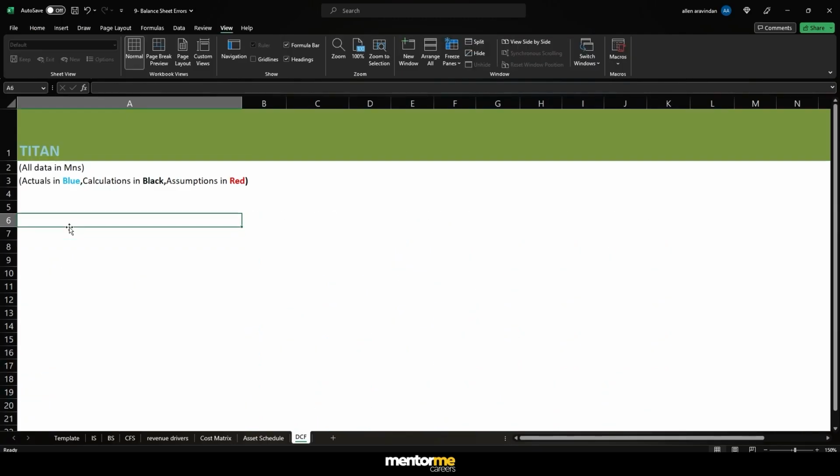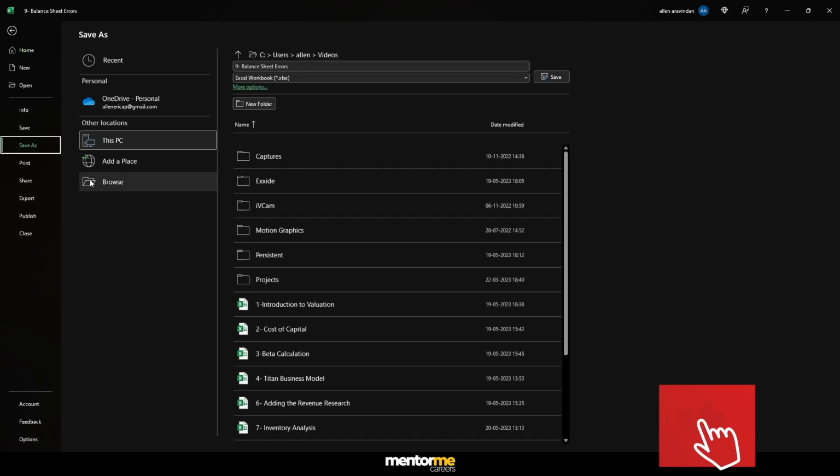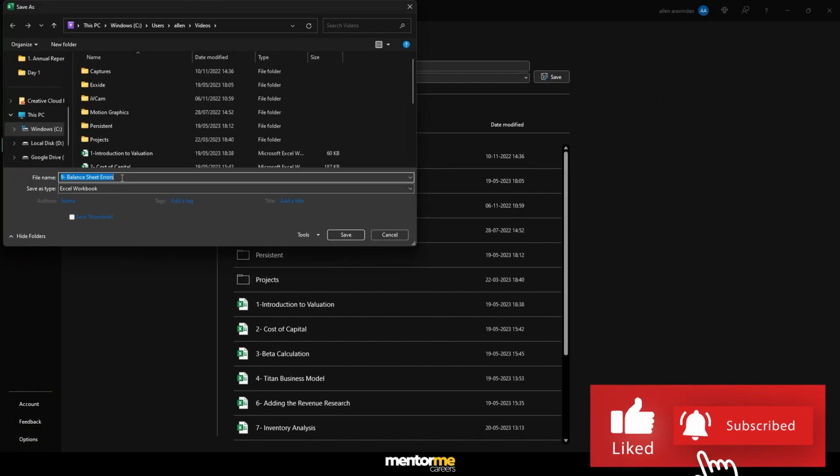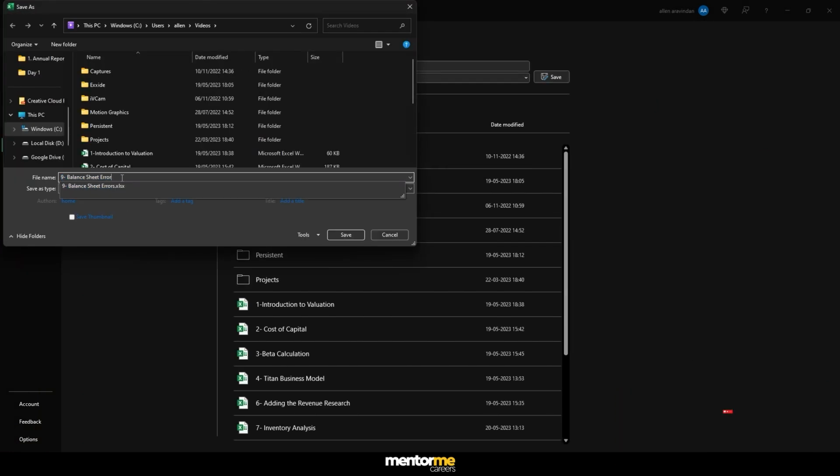Hi guys, and welcome to the final session on the valuation. So I'm going to save this sheet as DCF. In case you want to see the solution file directly, you can always refer to this file. So I'm going to save this as DCF Titan.